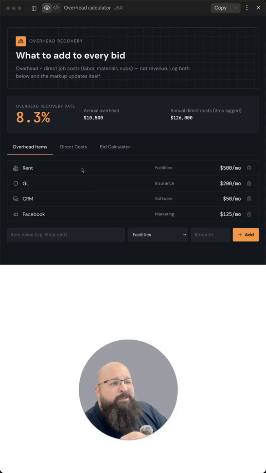I built this little tool that helps us look at what your overhead rate is based on a couple components. One is the overhead items that you have. So these are the costs you have just because you have a business. General liability insurance, you have to have insurance whether or not you turn on the lights that day or even go to work. Rent, if you have a yard or an office or both, you're paying that, right? And that clock is running no matter what you do.